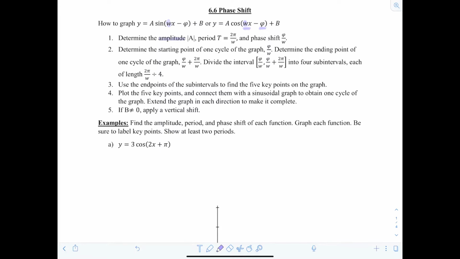Determine the starting point of one cycle of the graph, and then determine the ending point, and then divide it into 4 subintervals, so you find the step. Use the endpoints of the subintervals to find the 5 key points on the graph. Plot the 5 key points, and then connect them. And if b does not equal 0, then apply a vertical shift.